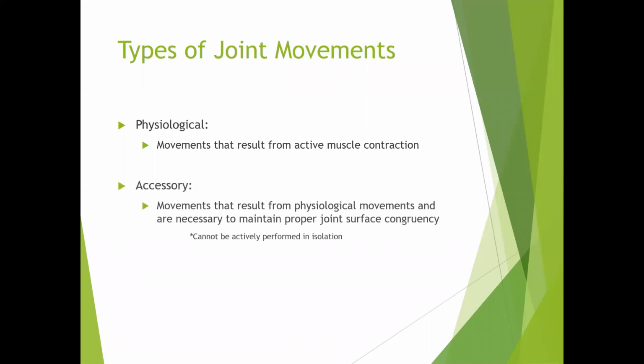All right, so let's talk about the types of joint movements. So we have two different types, physiological versus accessory. Physiological is movements that result from an active muscle contraction. So whenever, say, we bend at the elbow, so we flex at the elbow, that is a drawing in, that's a contraction of our bicep. Accessory movements are the result of that physiological movement.